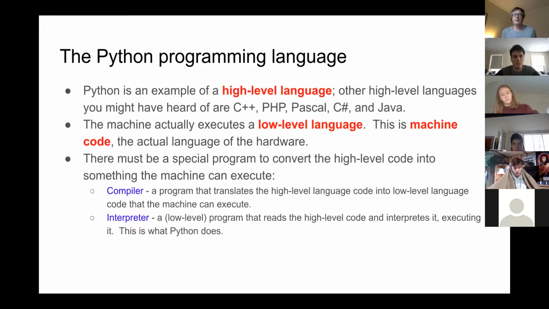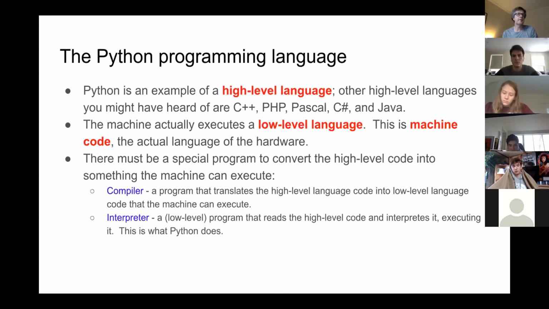Python is the language that we're going to be learning in this class, and it's what we call a high-level language. The reason it's a high-level language is because it's a language that humans can understand. If you actually looked at the language that the machine understands, it would just be a bunch of numbers. And it would be very difficult to program with just putting numbers in, right?